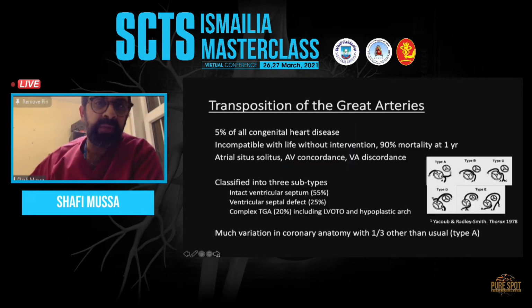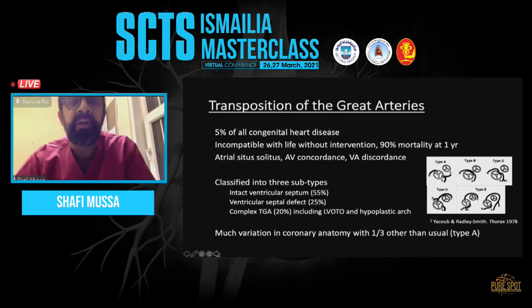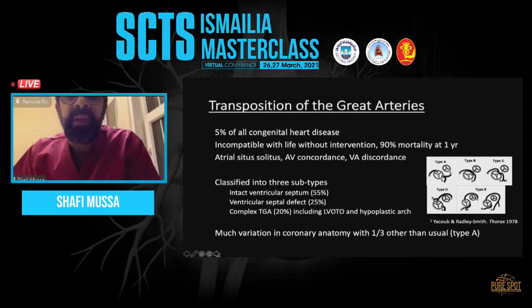Right, so I will now move on to transposition of the great arteries, encompassing 5% of congenital heart disease. It is quite common and incompatible with life without intervention, with a high mortality at 1 year. It is defined morphologically as atrioventricular concordance with ventriculo-arterial discordance. So the atria are subtending the correct ventricles, but the ventriculo-arterial junctions are discordant. The right ventricle subtends the aorta, and the left ventricle subtends the pulmonary artery.